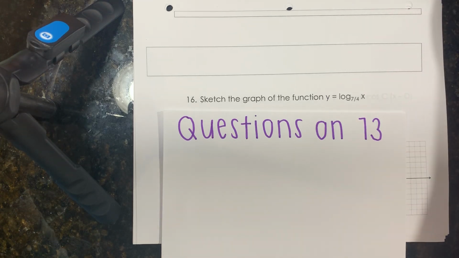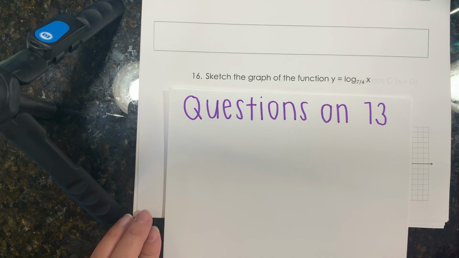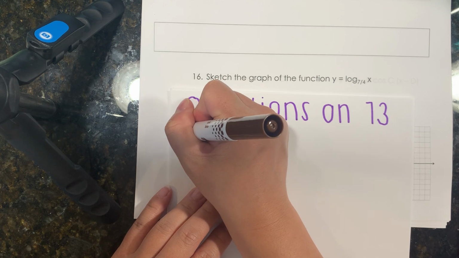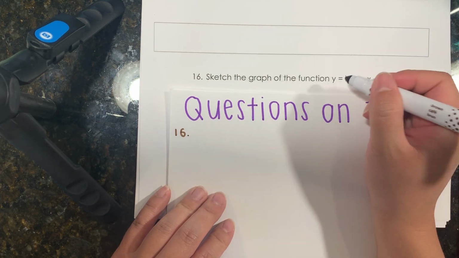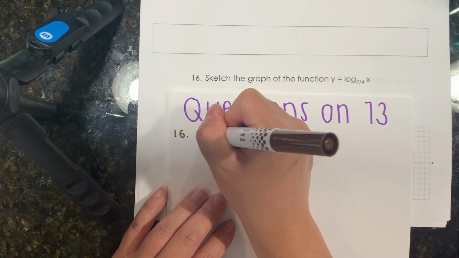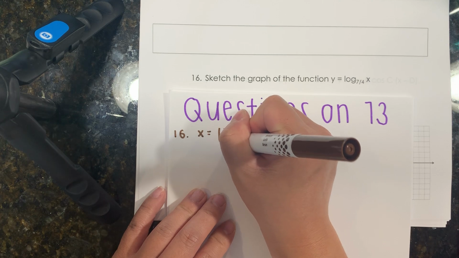Hi everyone, in Algebra 3 today we're going to be going over your questions on lesson 73. To start, we're going to look at number 16, where I'm going to convert this from logarithmic form to exponential form. So this is going to be my L, this is my B, and this is my N. So that converts this to x is equal to 7/4 to the power of y.